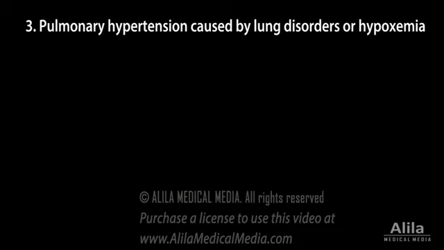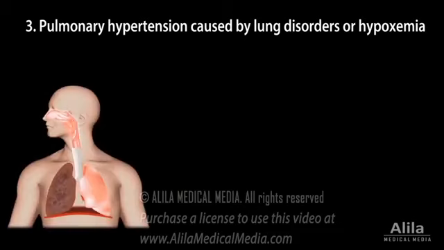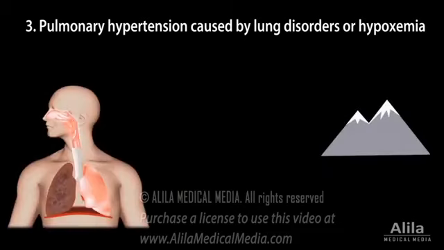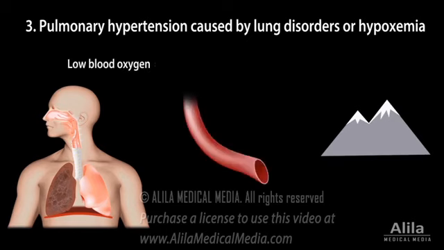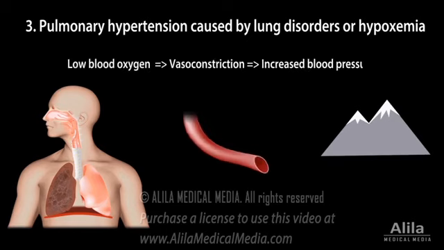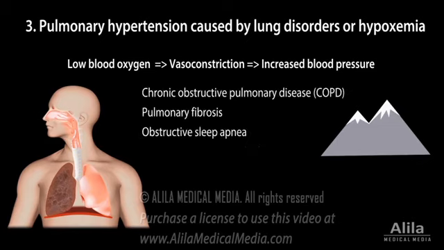Group 3. Pulmonary hypertension caused by lung disorders or low blood oxygen. When oxygen level is low, pulmonary vessels constrict in an attempt to shunt blood to better ventilated regions of the lung. Conditions or circumstances that result in low blood oxygen are risk factors for developing pulmonary hypertension.